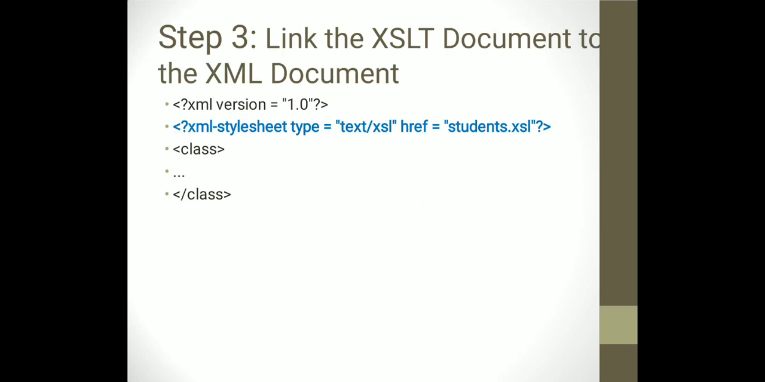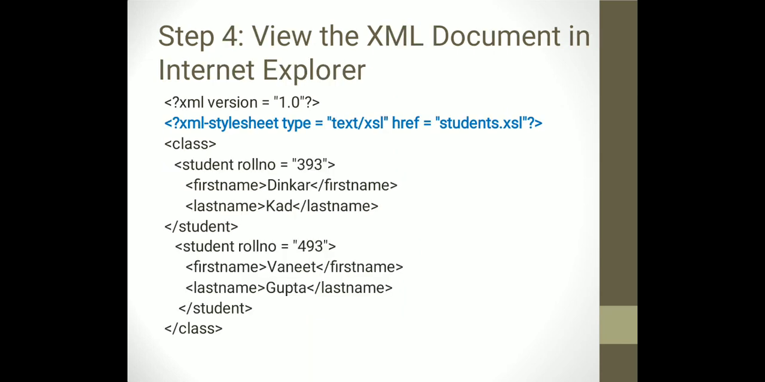And linking that particular document to the XML document, that also we have seen, with xml-stylesheet type equals to the type, and href equals to students.xsl. So this link is given as the XSLT document reference in the XML document. Then viewing that XML document in IE is the last step, and that also we have seen.